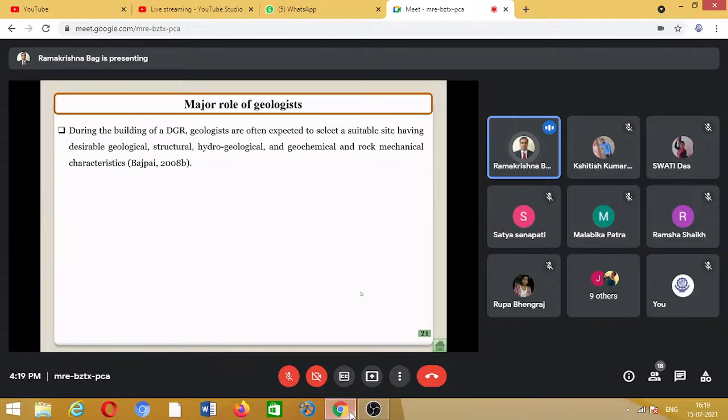So, the major role of geologists. This repository actually requires multidisciplinary people. You need physics people, you need geologists, you need mechanical engineers, electrical engineers, geochemists, everyone. So while building a DGR, geologists are often expected to select a suitable site having desirable geological, structural, hydrogeological, geochemical, and rock mechanical characteristics. So the rock which you are selecting for disposal should fulfill the criteria also. You should select a site which is less prone to earthquake.